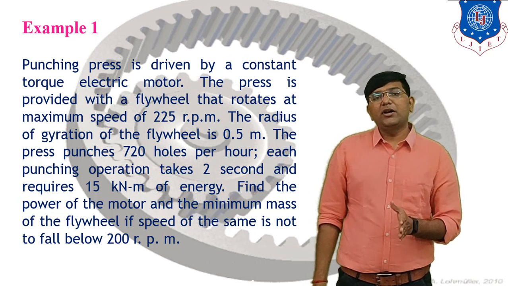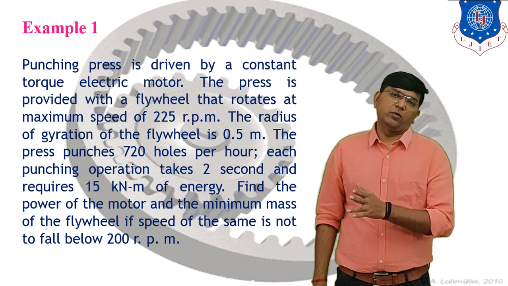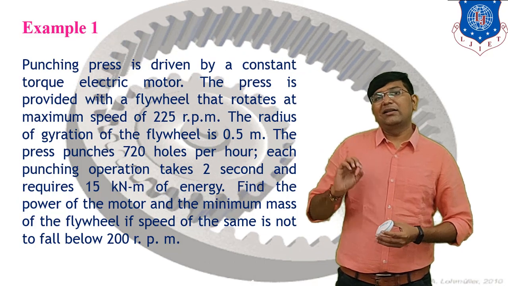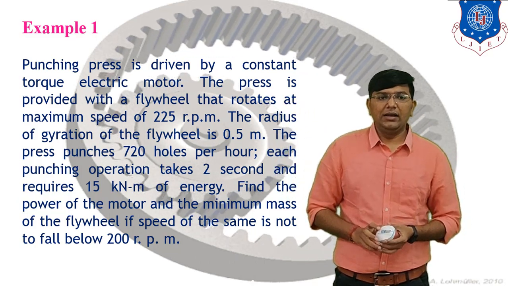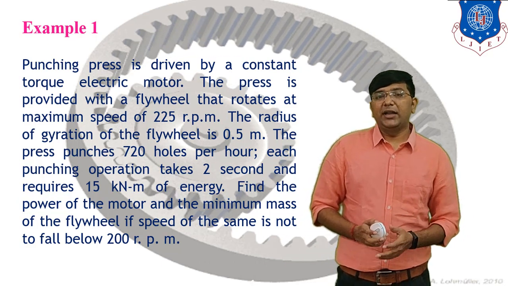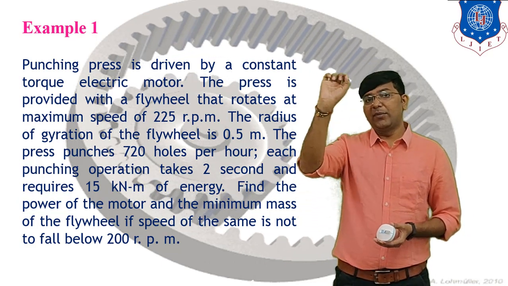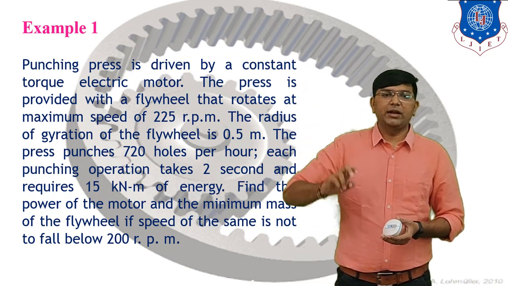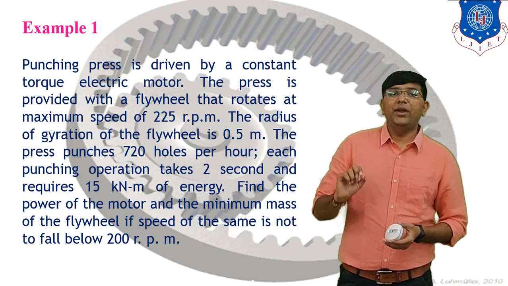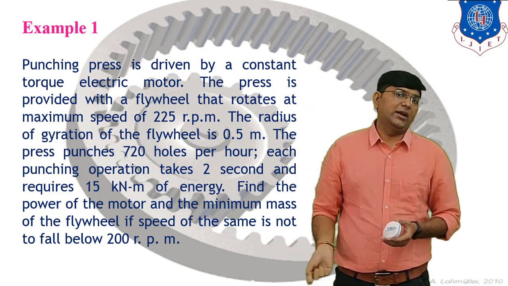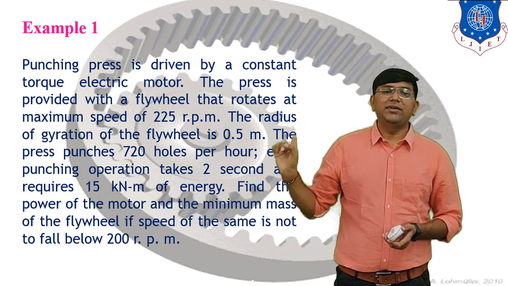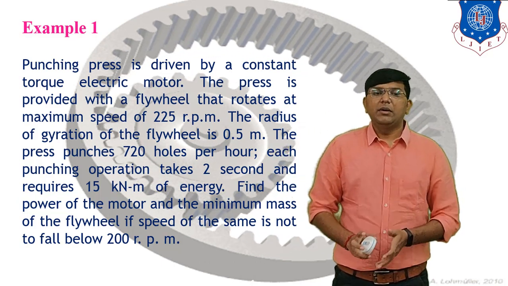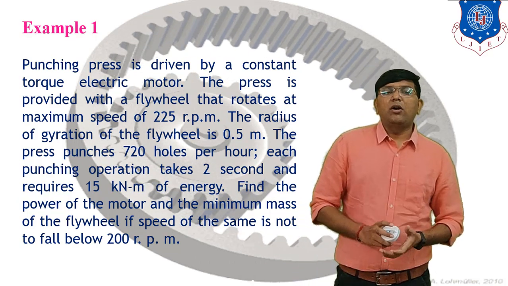The press punches 720 holes per hour. So in 1 hour the punch drills 720 holes. Clear? Each punching operation takes 2 seconds. The one punching operation takes 2 seconds and requires 15 kilonewton meter of energy. For one punching operation the required energy is 15 kilonewton meter. Find the power of the motor.